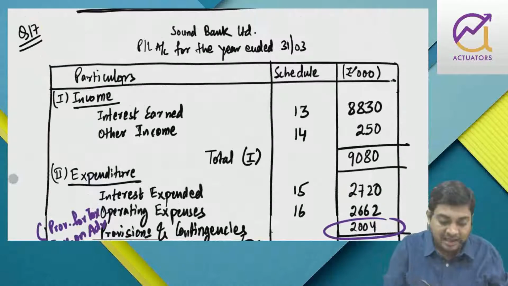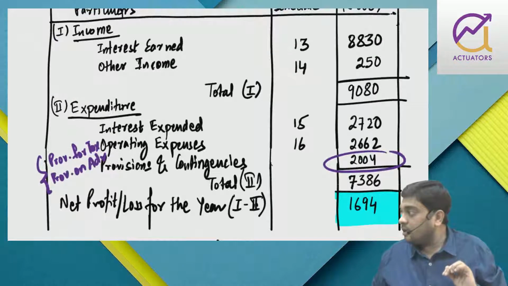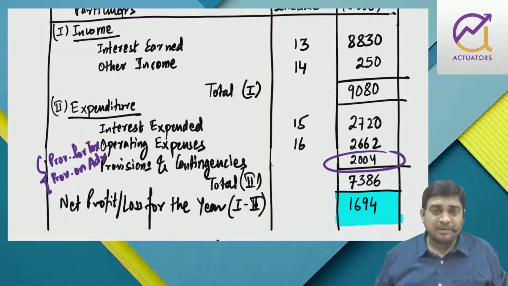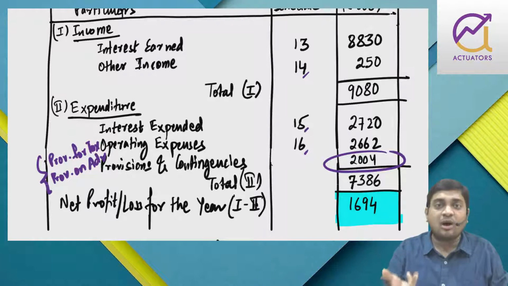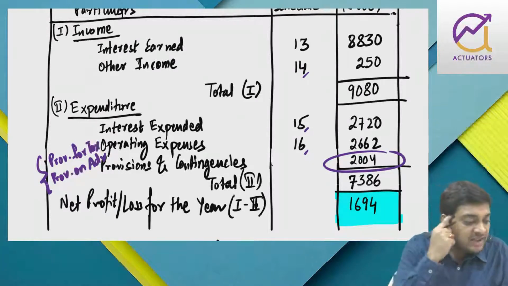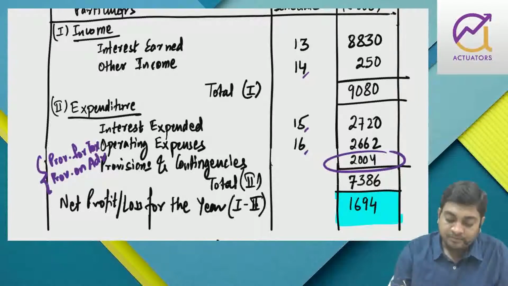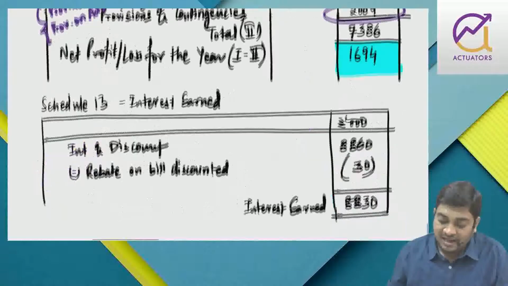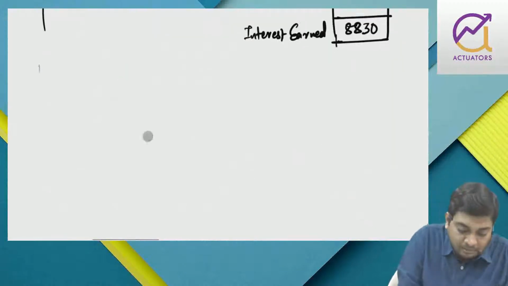This was part A. You can just have a look. Very simple. No need to prepare these schedules. If time permits, you can show, because there is no other item apart from what is mentioned. They have given directly interest on public deposit, that is interest expended, operating expense, other income. However, there was an adjustment in respect of interest earned, so for that I have prepared that schedule. Right? So now I'll be doing part B.